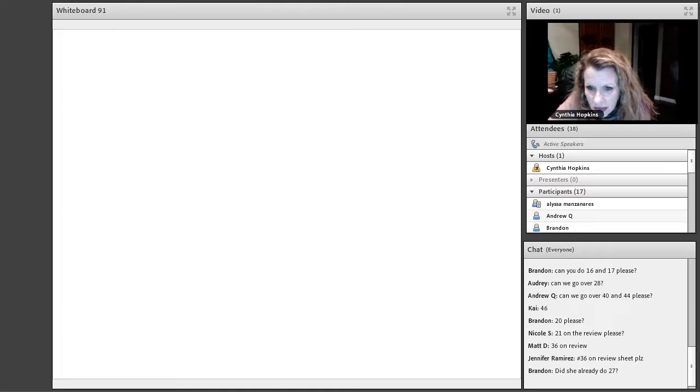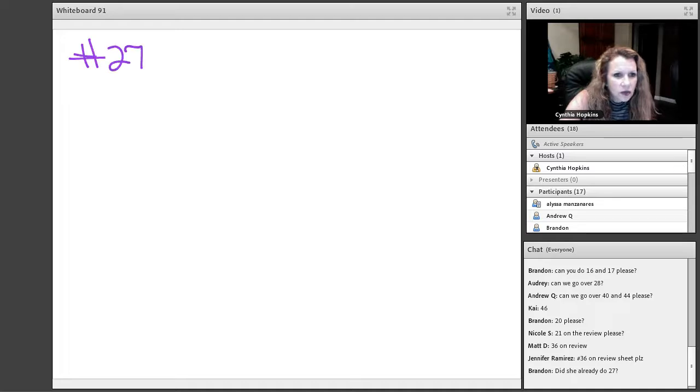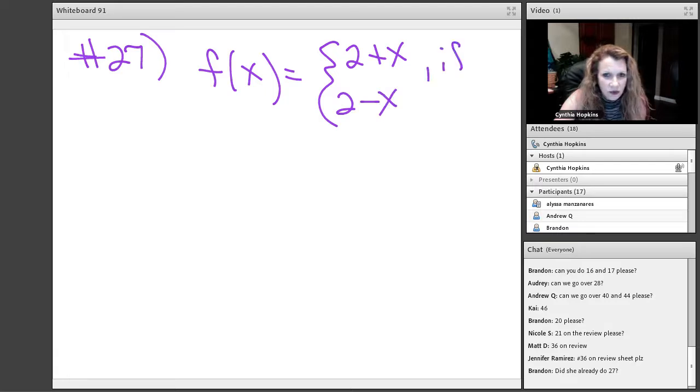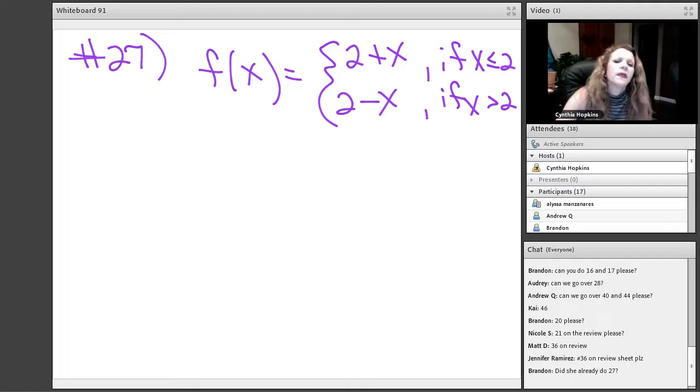so let's see. Okay, Sydney, can we go over 27? Yes. Okay, that is called a piecewise function. So number 27 says that f of x, isn't that pretty purple, equals either 2 plus x or 2 minus x. And then, of course, they give us the if part. Here it's if x is less than or equal to 2. And the second one is if x is greater than 2.